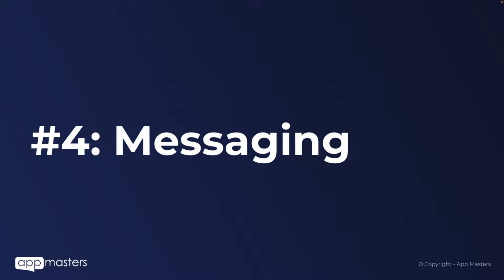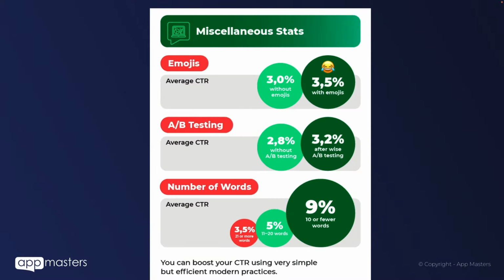Number four, it's all about messaging. That's what it is, all right? Now that you figure out the frequency, now that you get them to engage, it's all about what you're saying to them that makes a huge difference. Now, again, according to Notix, you wanna use emojis. Makes sense. You wanna try to personalize your push notification messaging, and using emojis certainly helps. You can see 3% click-through rate without emojis, 3.5% with emojis.